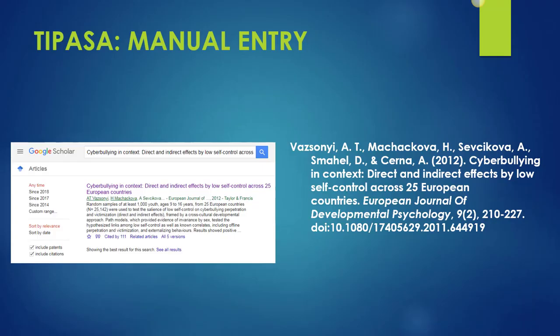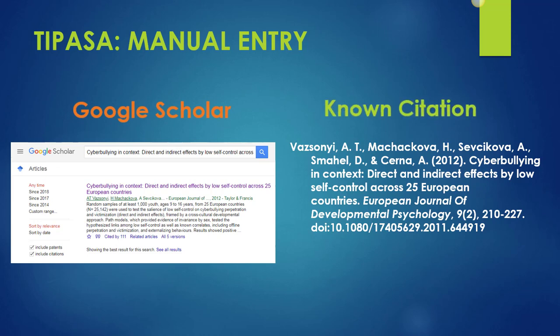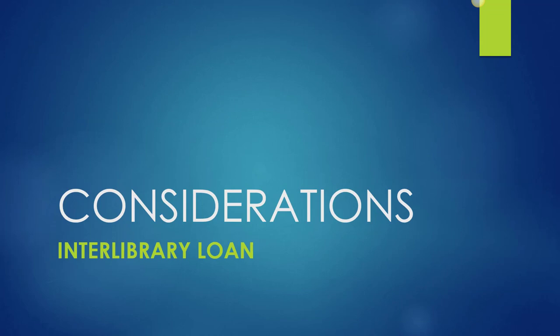There may be circumstances in which the article you want to read was not discovered through the library databases or catalog. You might find an article while searching Google Scholar, and you also might have a known citation found within a reference or works cited list. Next, we'll touch upon things to consider before you enter library loan.